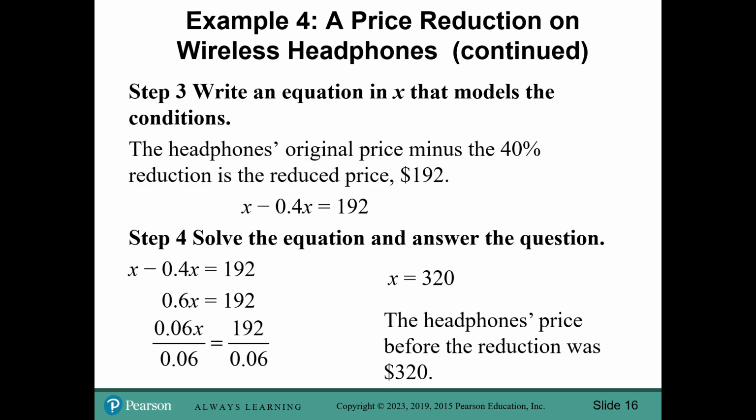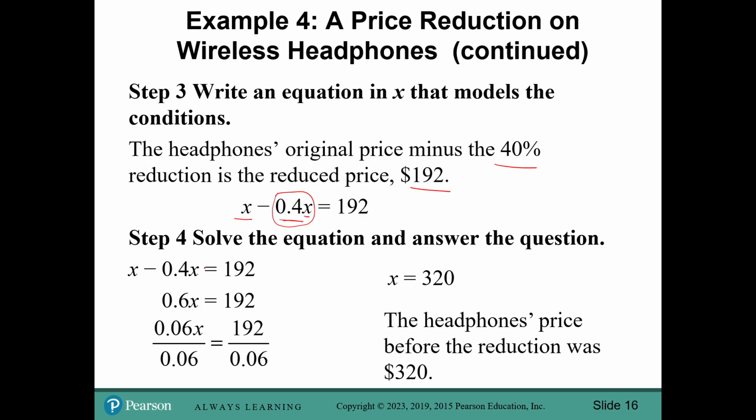Step 3, we're going to write an equation in X that models the conditions. The headphones' original price minus the 40% reduction is the reduced price, $192. That's from the problem. X is the headphones' original price minus that 40% reduction, so we reduced the original price X by 40%. That's where we got the 0.4 times X. This is a 40% reduction right here, minus 40% of X. That equals the $192 that we wound up paying, which I still think is too expensive, but that's beside the point. Now we have an equation here.